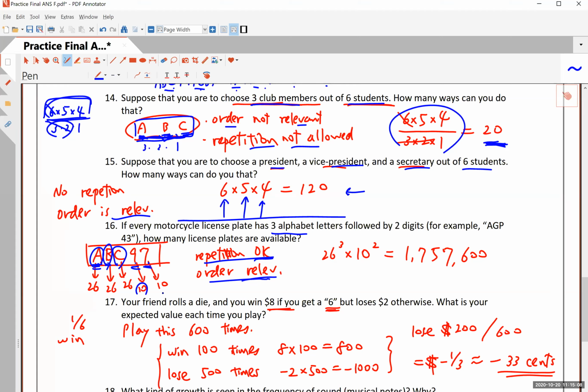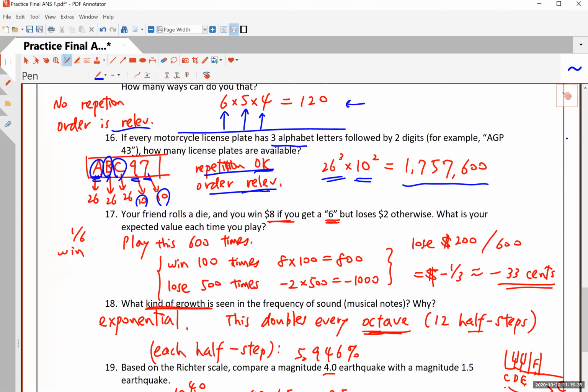By the way, this number is not 9. If you count the digits from 1 through 9, of course, that's 9 digits. But remember, you can use a 0. So you have 10 choices here and 10 choices here. You multiply 26 times 26 times 26 times 10 times 10. And the answer is 1,757,600 license plates are possible.